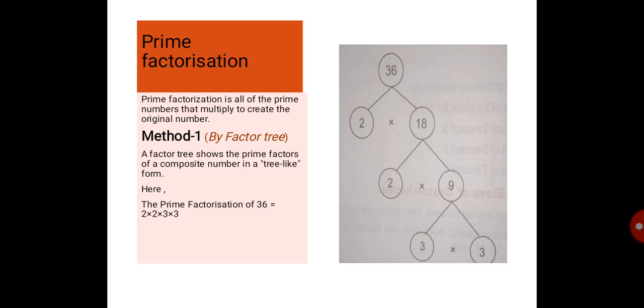Now here I have given one example. See in the picture, 36 is given. We have to find two numbers which, when multiplied together, give us the product 36. So let's start with 2 and 18. Now we have to split 18 into 2 and 9, and again we have to split 9 into 3 and 3. So here we get the prime factors, that are 2, 2, 3 and 3. There are 4 prime factors we got. Okay, so the prime factorization of 36 is 2 into 2 into 3 into 3.